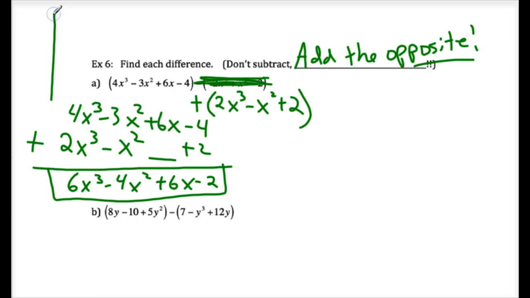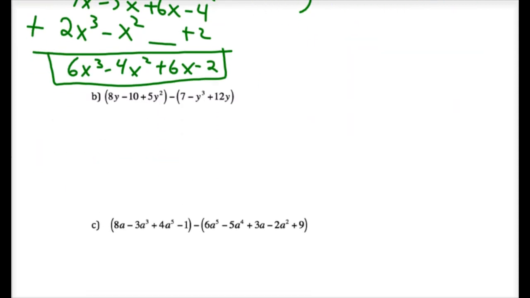If we graph this, it would look like this. Totally cool. It hits the x-axis 3 times: 1, 2, and 3. We're going to graph them this year. All right, try that next one. Don't subtract, add the opposite.